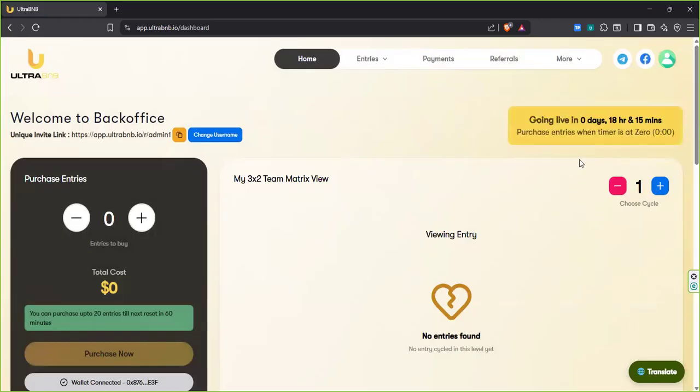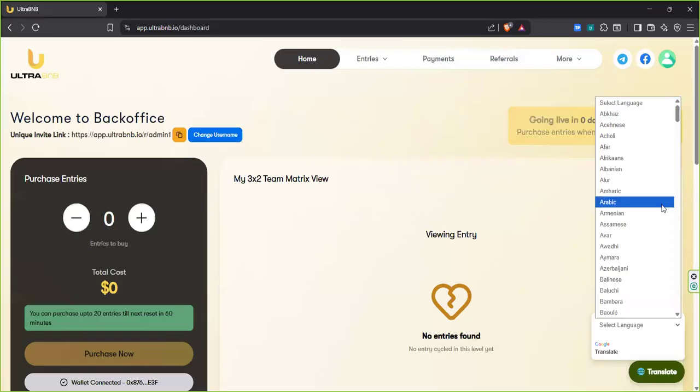Okay, let me think, there are a few more missing. So yes, we have 18 hours, 15 minutes for the launch to take effect. Let's just stay glued to this countdown. Once it hits 0, you just log into your back office, then select the number of entries you wish to purchase, and you do just that. And of course, we have a translator here too. So for other countries that prefer to translate to any other language, you can do so.